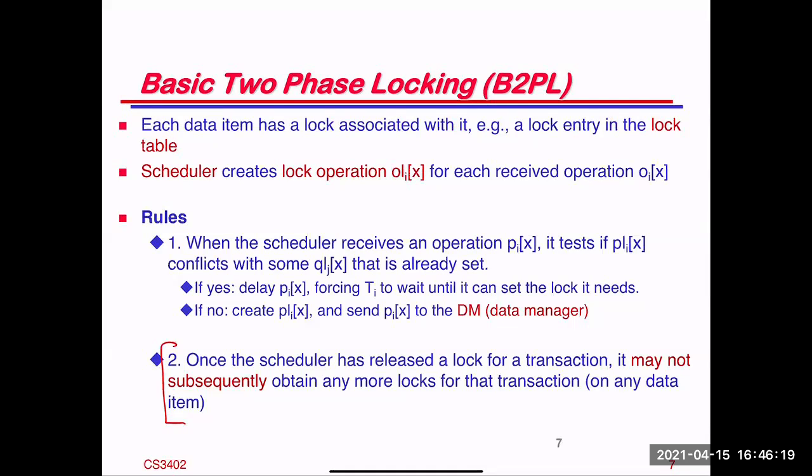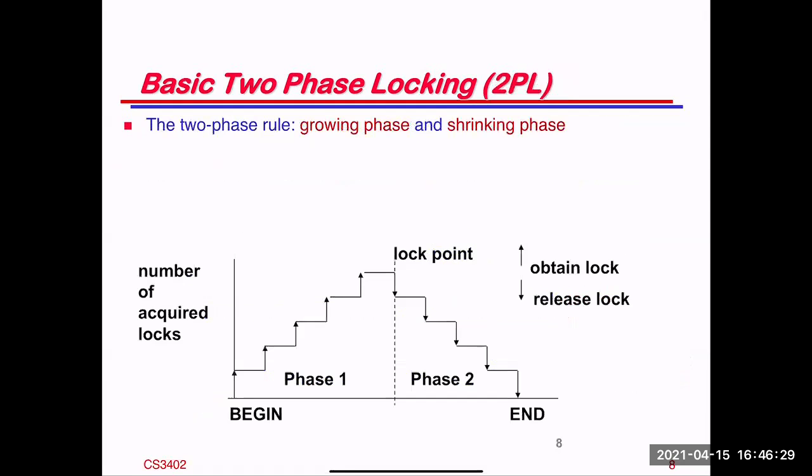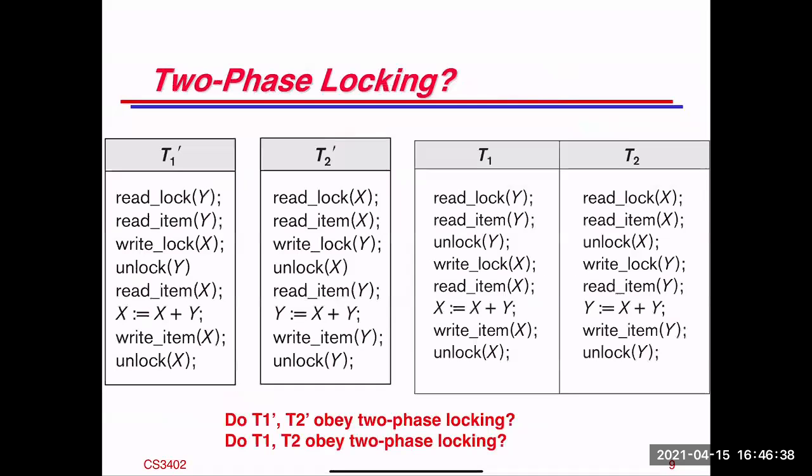Once we have released any lock for the transaction, you cannot obtain any more locks for that transaction, no matter on what data item. So once we start releasing locks, we need to release all the other locks one after the other. All right, so let's look at some concrete examples here. Here we have two transactions, T1 dash and T2 dash.